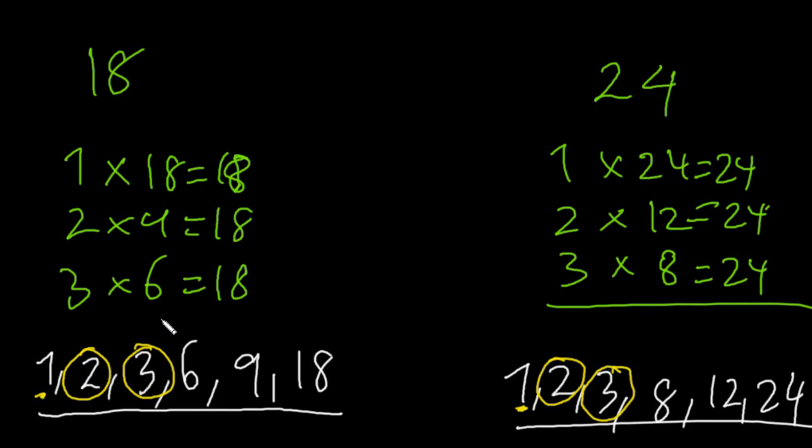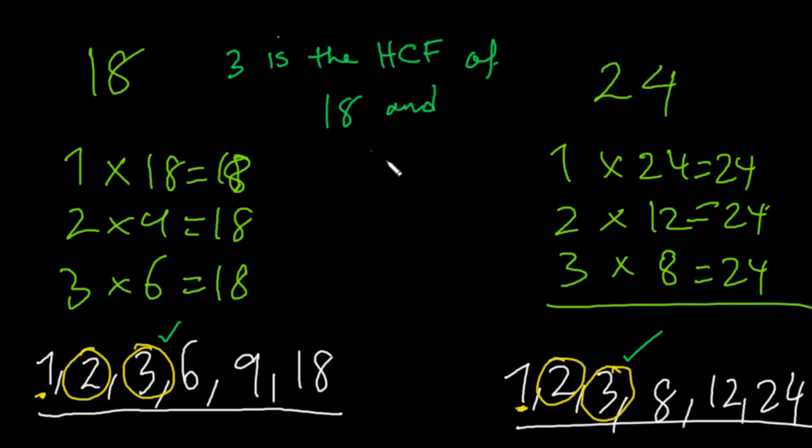However, if we wanted to find the highest common factor of 18 and 24, we can see that the highest common factor of 18 and 24 is 3. So we say 3 is the highest common factor, HCF, of 18 and 24. Alright, that was quick math.